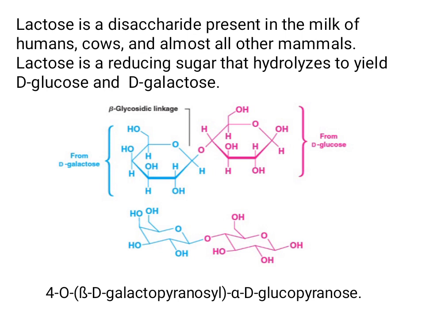So this is the structure of your lactose. This one is actually the galactose unit, and this one is the glucose unit. The galactose unit is bound with the beta linkage, and the glucose unit has the alpha linkage. So the name is 4-O-beta-D-galactopyranosyl-alpha-D-glucopyranose.